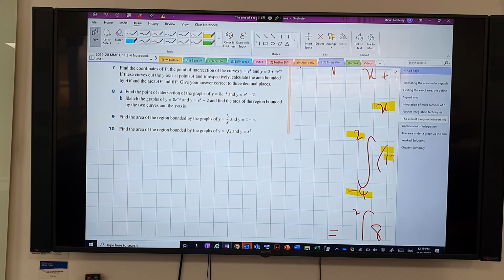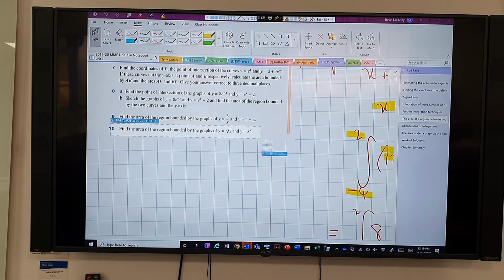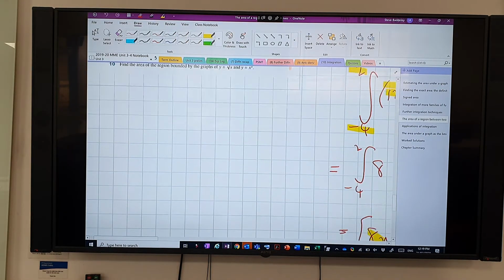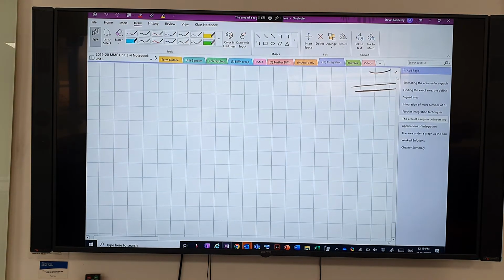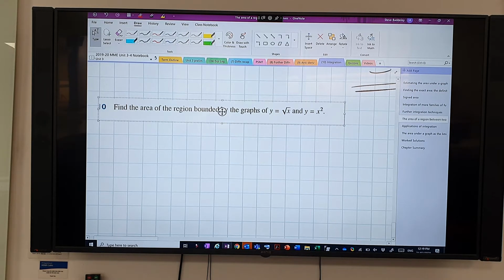I'm just going to choose one actually. What shall I do? Do this one. Find the area of the region bounded by those graphs. Remember, I didn't get the answer last time, because what mistake did I make? Oh, I did get the answer in my head, but not on the calculator.